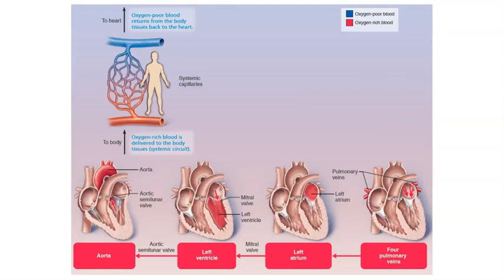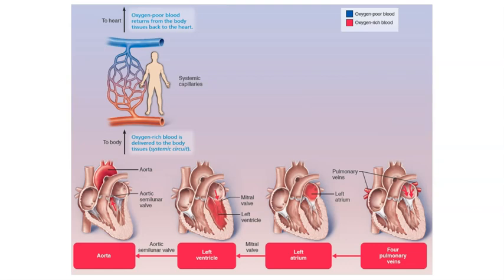The left atrium is going to receive oxygenated blood from those pulmonary veins. And as the left atrium begins to fill, it will also put pressure on the left atrioventricular valve, which is called the bicuspid valve. This is going to open the valve, and blood will begin to flow from the left atrium to the left ventricle.